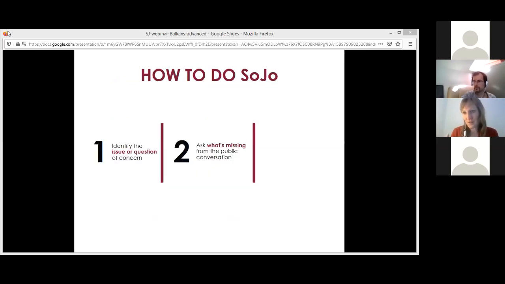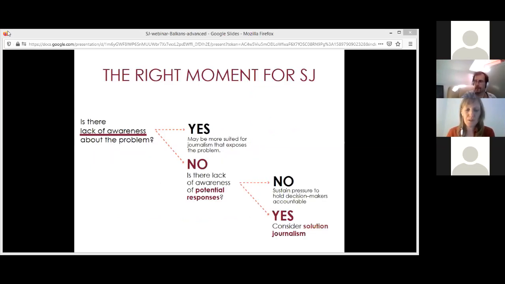Good. We were already touching this in the previous session, but it's important to ask what's missing from the public conversation, because it might not always be the right time for solutions journalism. First of all, your audience needs to know that there is a problem, because people are not interested in solutions if they don't even know there is a problem. So do people know there is a problem? According to this diagram, if there is a lack of information about the problem, you need to do investigative journalism. You need to expose it, you need to spotlight it first.